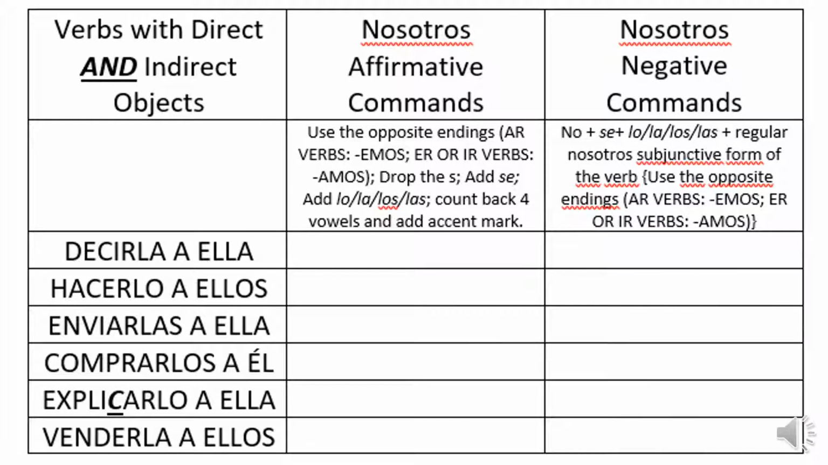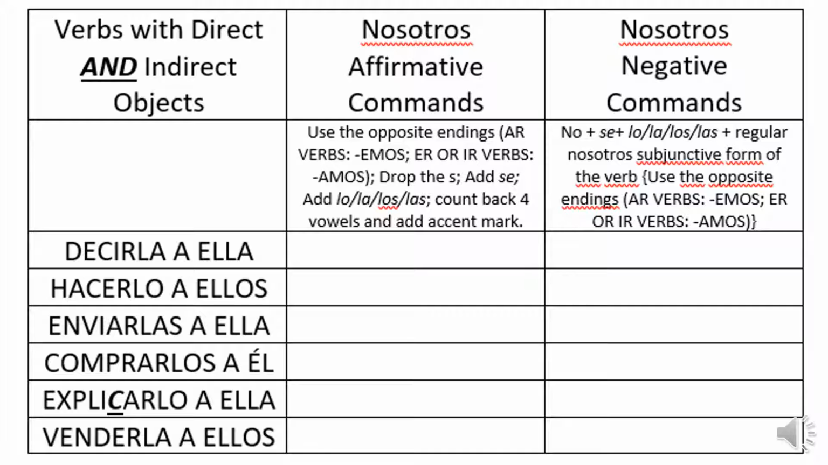Alright, in the last table, we're looking at verbs that have direct and indirect objects together. So, this is where you want to say, you want to do something to someone. So, for example, if I ask, should we tell her the truth, you would either say, yes, let's tell it to her, or no, let's not tell it to her.